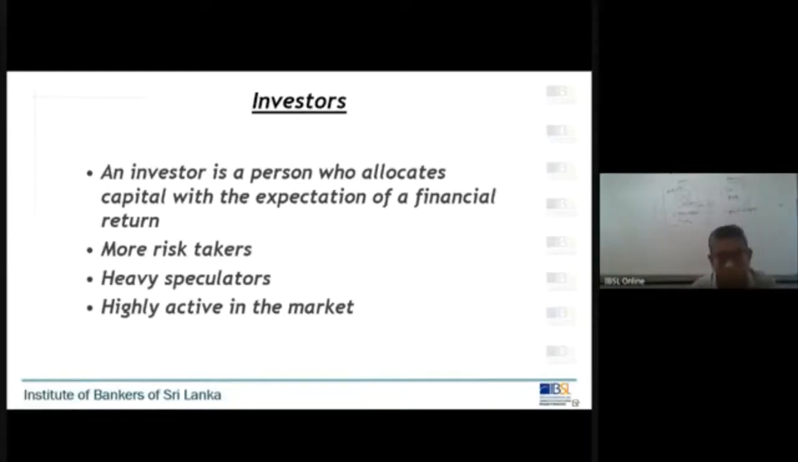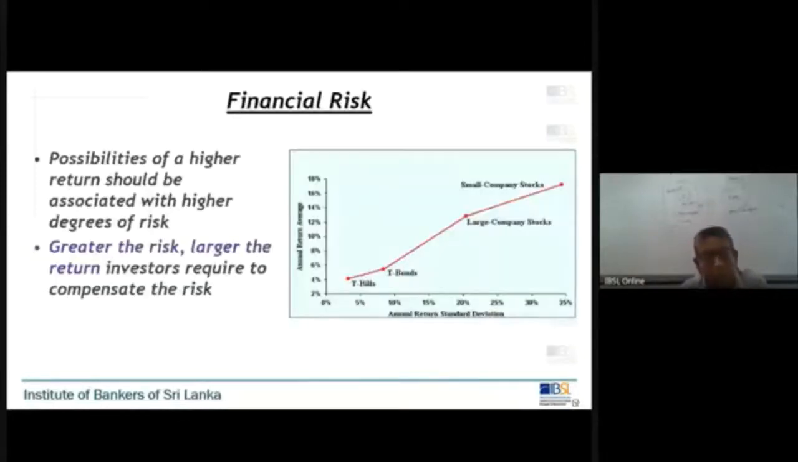Okay, certain things are not there, but don't worry. So who is an investor? An investor is a person who invests money in the market, for certain investing products, and tries to earn some return for that. So you know the principle: the higher the return, the higher the risk. Greater the risk, larger the return to the investor, right? That's another very important principle.